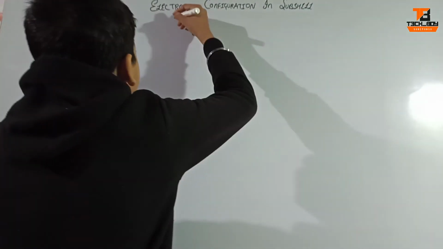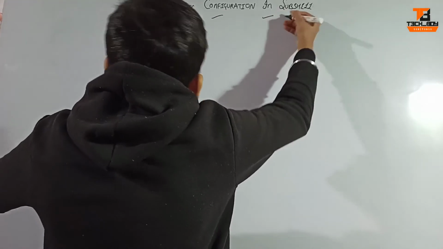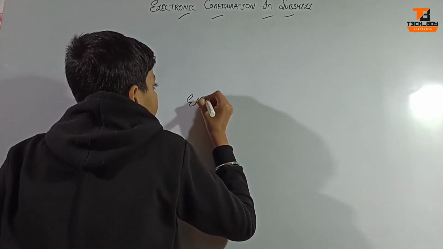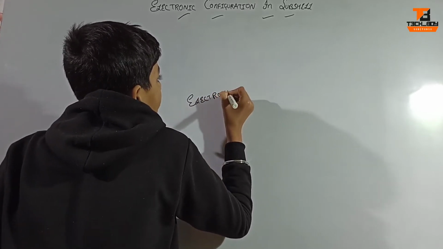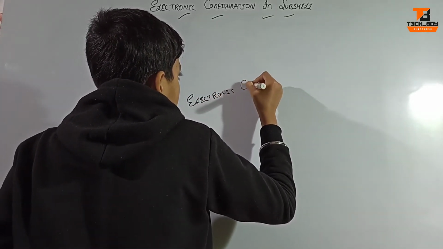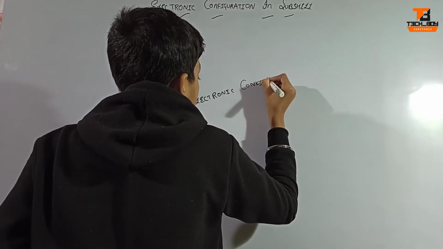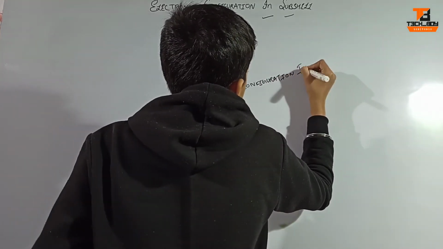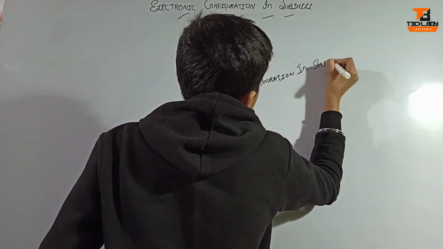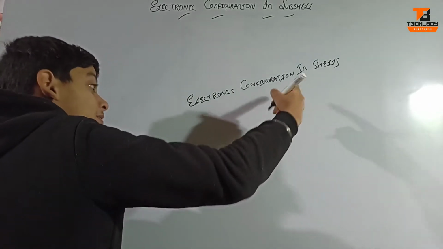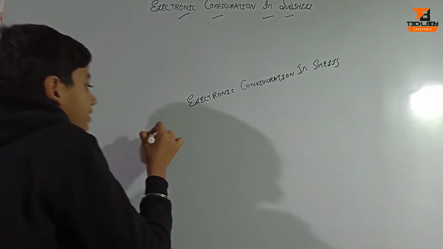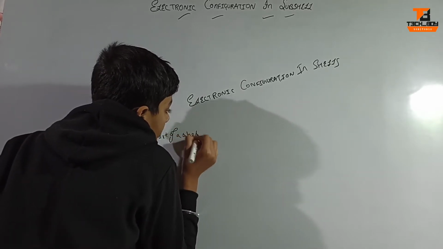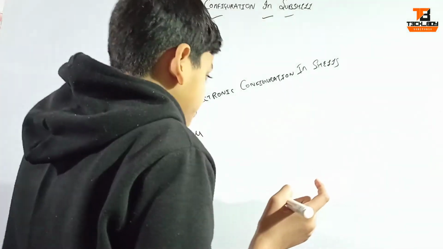Today we are going to do electronic configuration in subshell. Earlier we did electronic configuration in shells, but today we are going to do it in subshells. It means a part of a shell. What is a subshell? A subshell is a part of a shell.